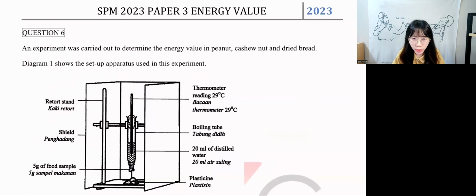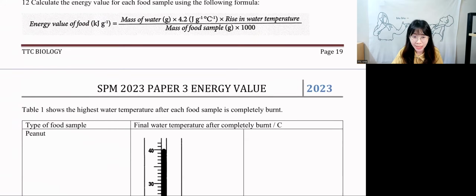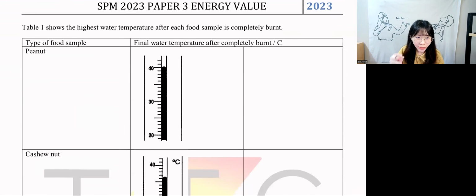An experiment was carried out to determine the energy value in peanut, cashew nut, and dry bread. Diagram 1 shows the setup of apparatus used in this experiment, so it will be the same. I won't read the same procedure again. Right now, the question asks you to read the temperature. So how do you want to read the temperature? First, if you look at peanuts, what is the temperature?